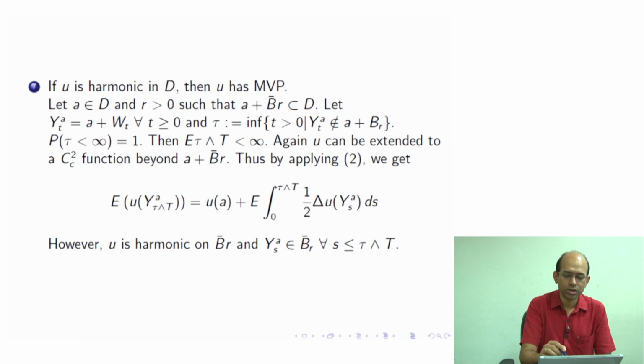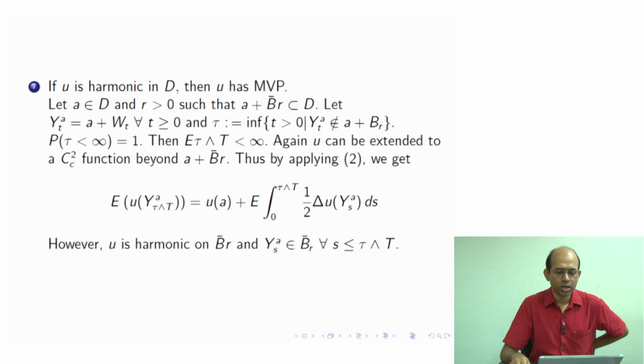So this is finite, because tau minimum t is anyway a bounded random variable, and expectation under a probability measure is a finite measure. So this integration is finite. So the expectation of this is finite. Again, it can be extended to a twice differentiable function with compact support, beyond that ball.